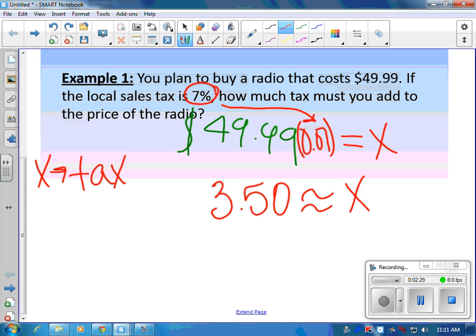So I round up to 3.50, and what are we talking about here? Dollars. We're talking about tax. We're talking about money. So we're going to use that dollar sign as our label. So the tax that I am going to pay on this radio is going to be $3.50.